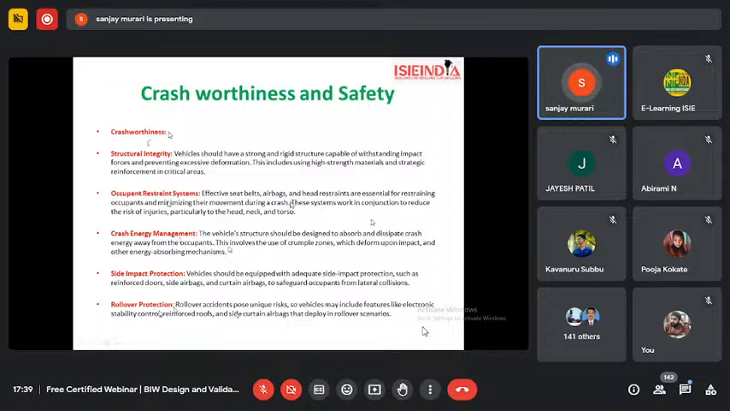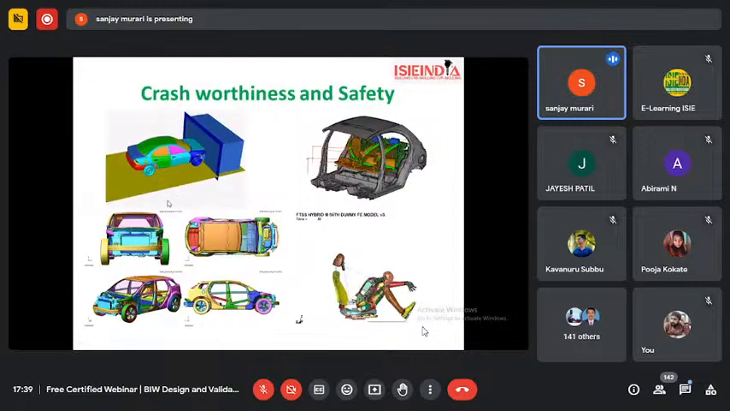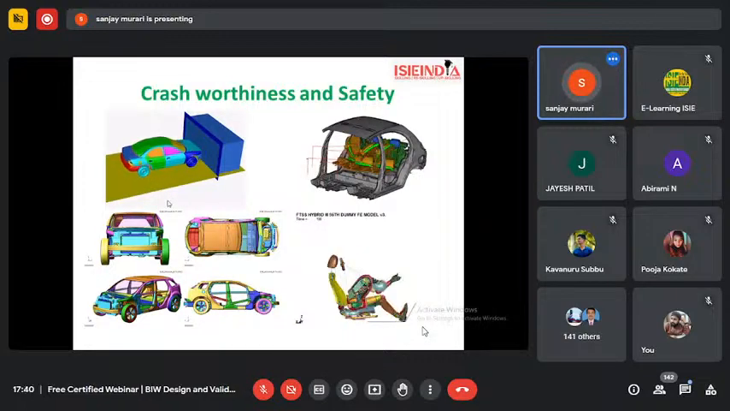But overall, what I can say is that the structure, or BIW, plays a very important role in absorbing the energy and transferring the energy. So it should have good strength and a good energy management role. So a few of the crashes, we are seeing them.